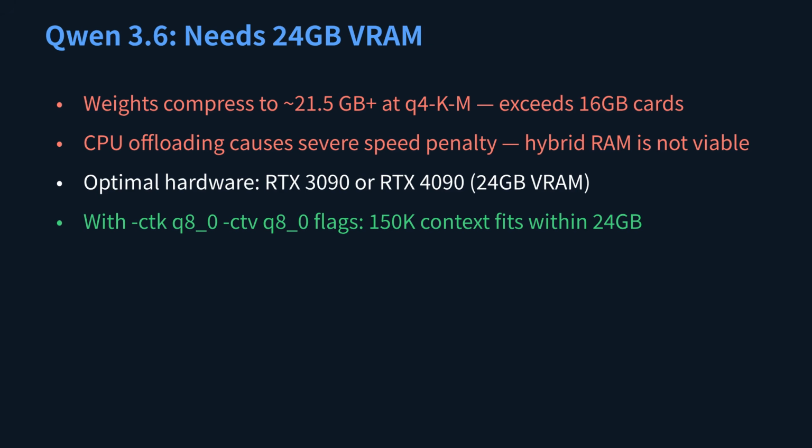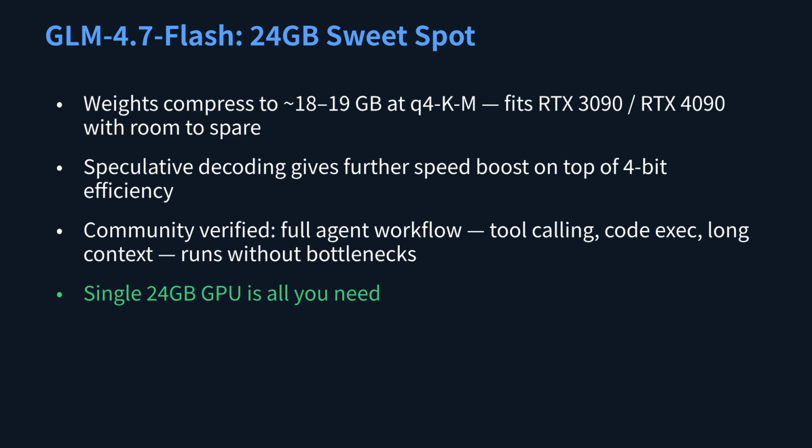Qwen 3.6 needs more GPU power. Even at 4-bit, the 35 billion parameter count means weights take up around 21.5 gigabytes or more. That's too much for a 16 gigabyte card. Mixing GPU and CPU memory causes severe speed penalties, so you really need a 24 gigabyte VRAM card, like an RTX 3090 or RTX 4090. In that setup, you can compress the KV cache to fit a 150K context window within 24 gigabytes.